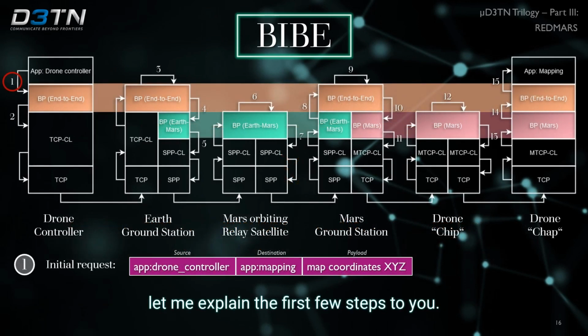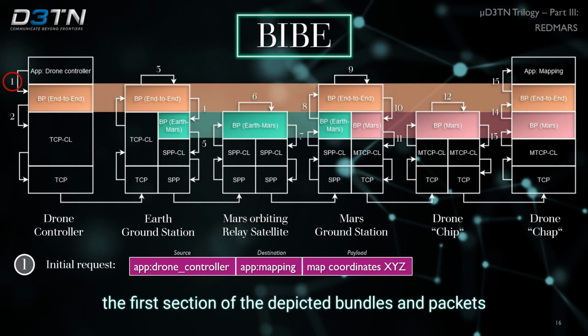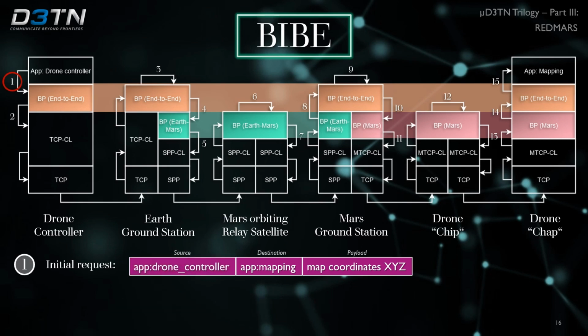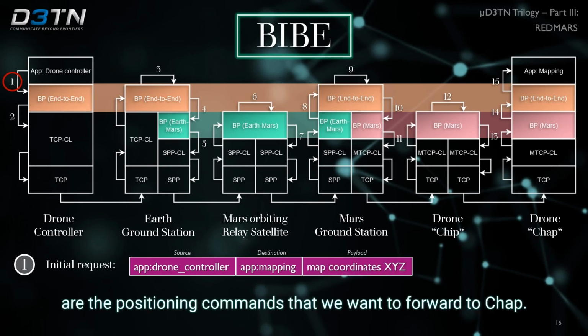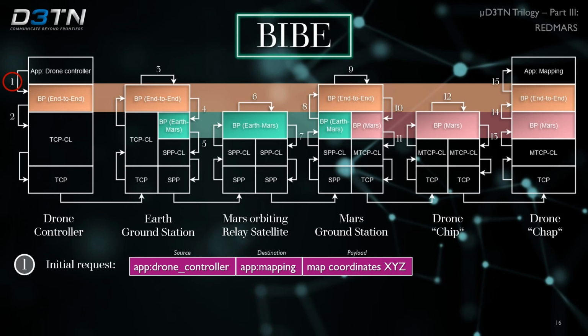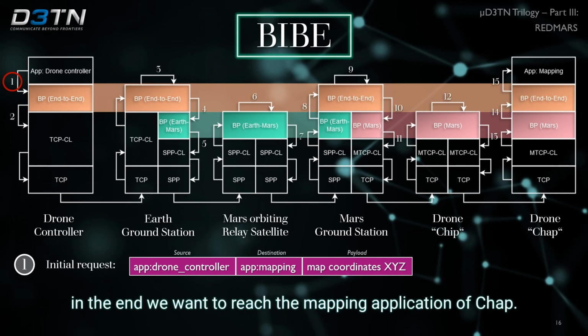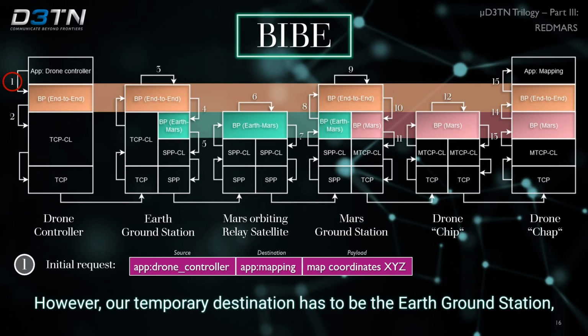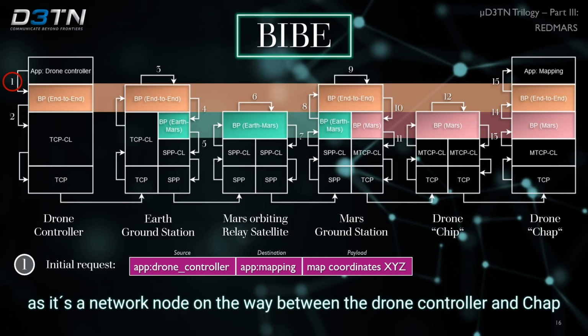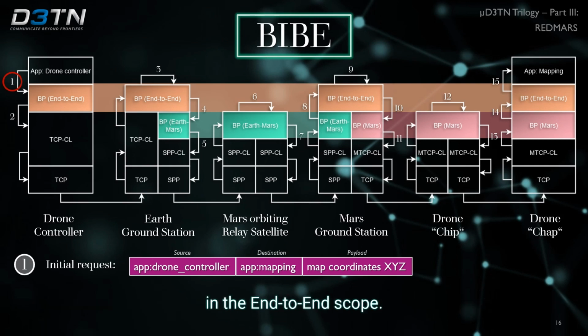Let me explain the first few steps to you. Our initial request looks like the following. The first section of the depicted bundles and packets describes the source. The second part is our destination, and the last part includes the payload, which, in this case, are the positioning commands that we want to forward to CHAP. As you can see, in the end we want to reach the mapping application of CHAP. However, our temporary destination has to be the Earth ground station, as it's a network node on the way between the drone controller and CHAP in the end-to-end scope.